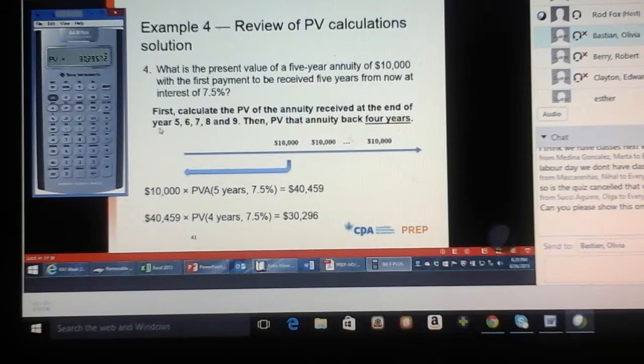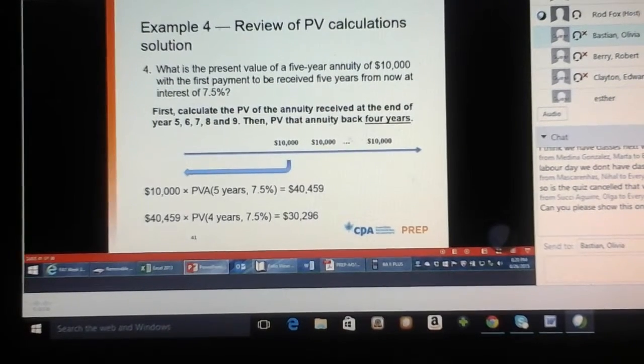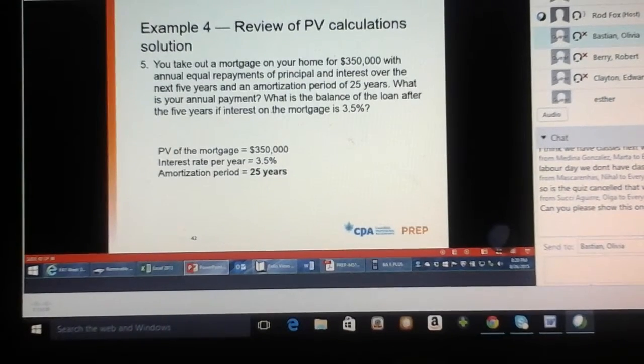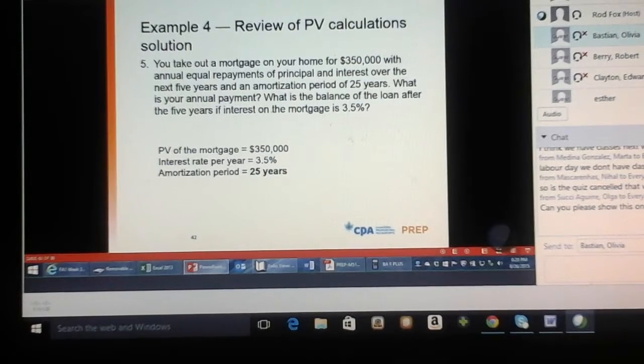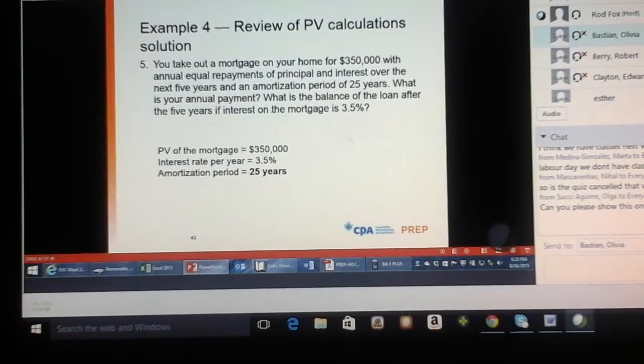Okay, let's take a look. I think there's only one more left on this one. Oh, here's a mortgage. So this one's perfect. So we take out a mortgage for $350,000, 3.5% interest per year. Yikes, that's high. Amortization period is 25. So we want to know what our annual payment is.